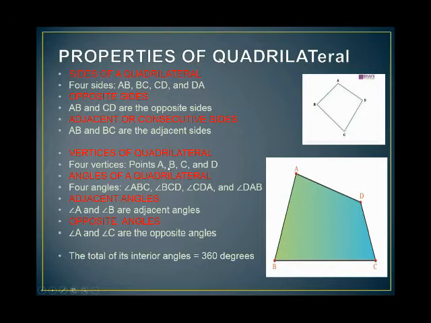Now the vertices of a quadrilateral. There are four vertices, points A, B, C, D. As I told you, the corners are considered the vertices of a quadrilateral. Now the angles of a quadrilateral. A quadrilateral has four angles, that is angle A, angle B, angle C and angle D.